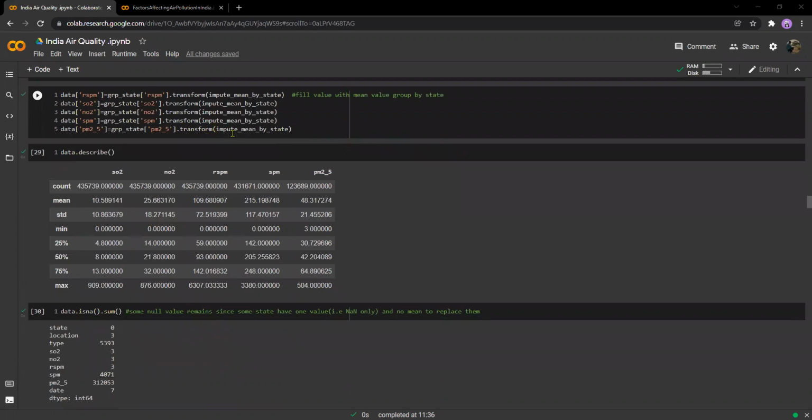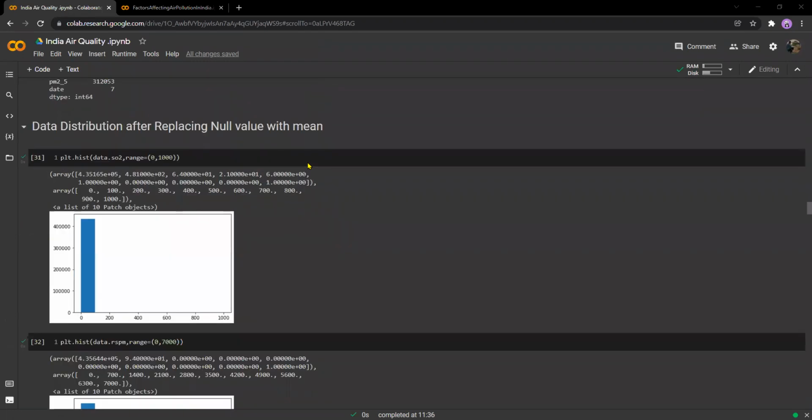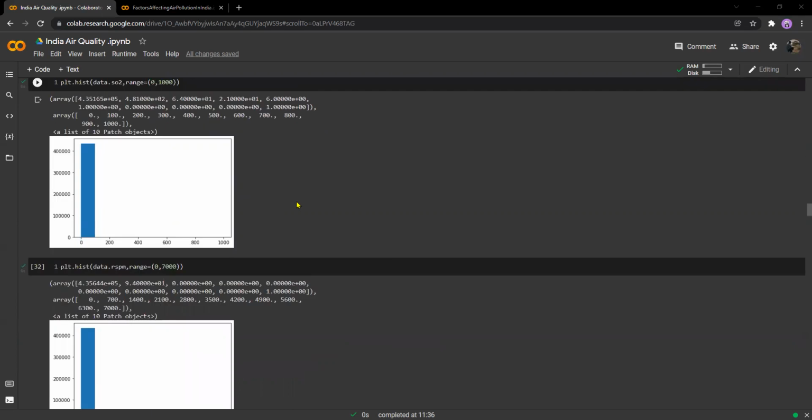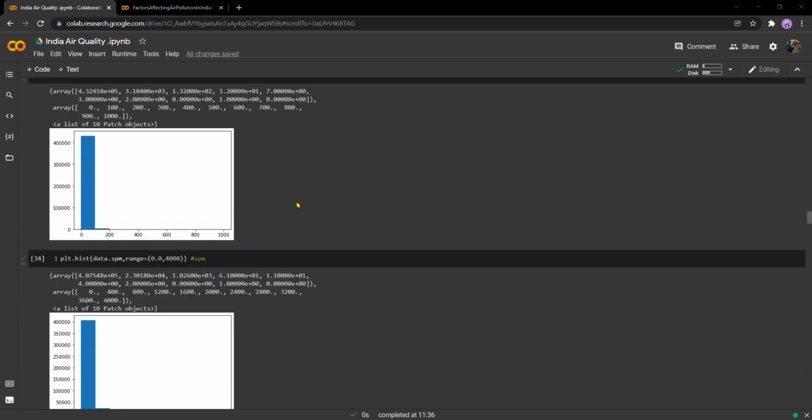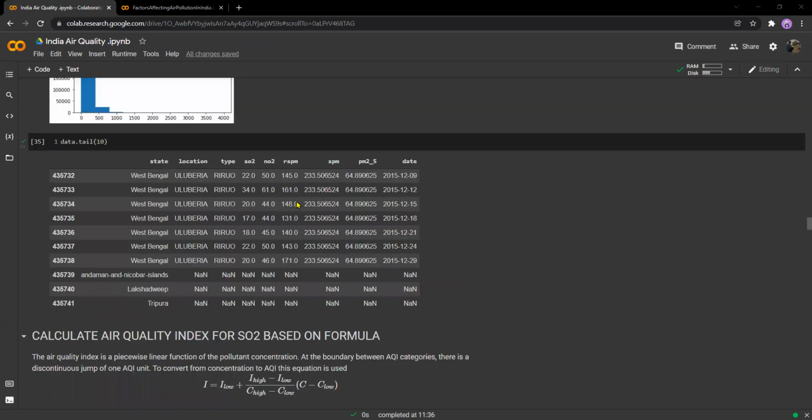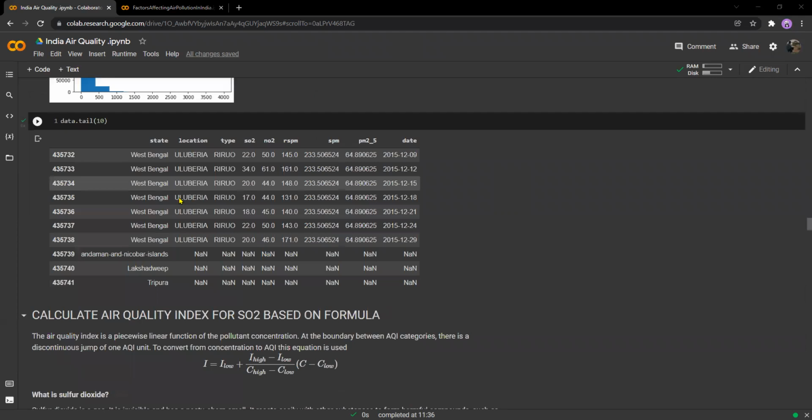We are going to transform these values, filling in the mean value grouped by the state. After that, we are going to replace the null values with the mean. Using a histogram, we are going to represent these in a histogram plot. This is the final data after the analysis of the data distribution of the mean, and we obtain this as the end result.